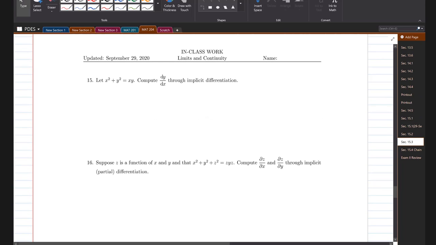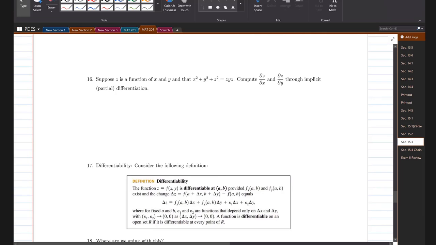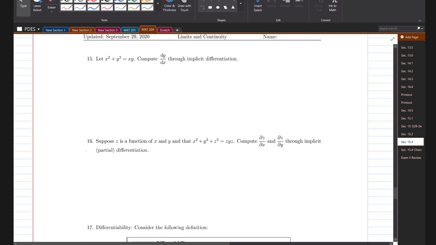We're going to hold off on 15 and 16 because we're going to do that in the chain rule section. I'm still getting used to this text. I didn't realize they were going to cover it in the chain rule section, so I put it in here, but we'll just postpone.